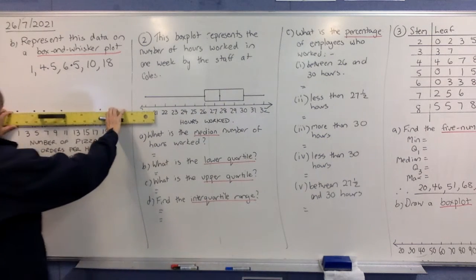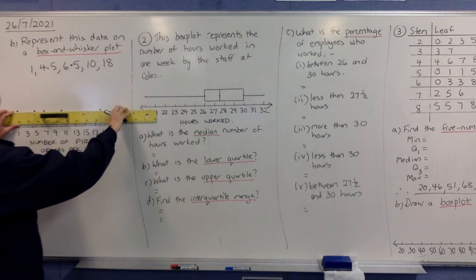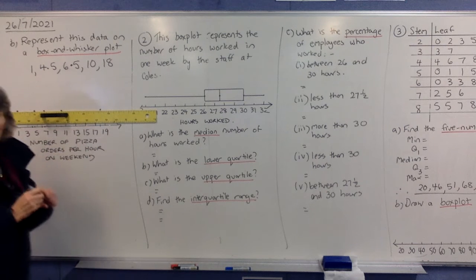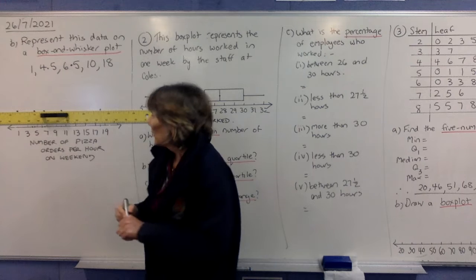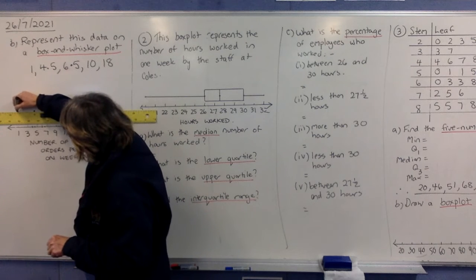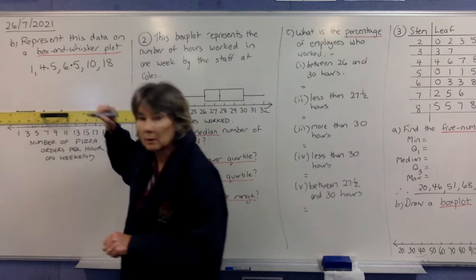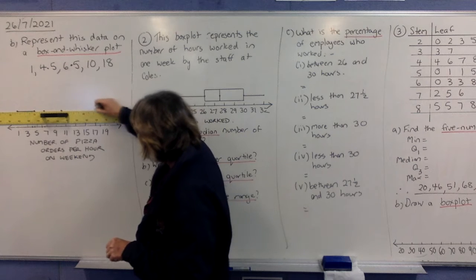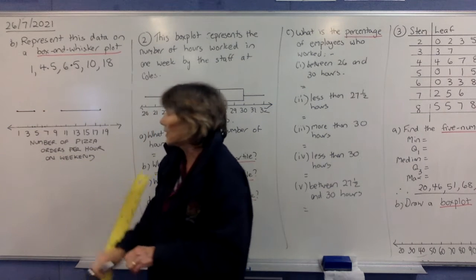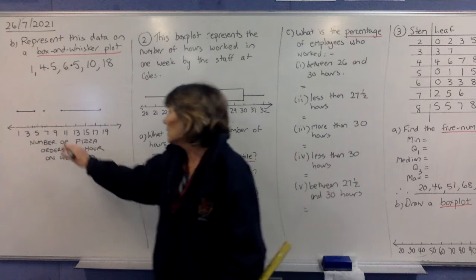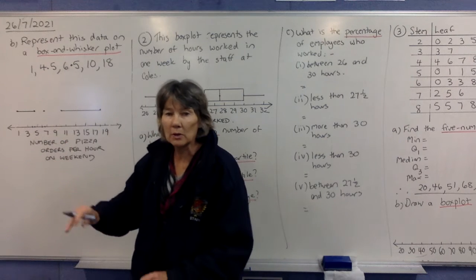So firstly, get your ruler lined up. So we are going to draw the whisker part, which is just from the first dot to the second dot, and from the last dot to the second last dot. And that's your whisker part. Then this bit in the middle is where the box forms.